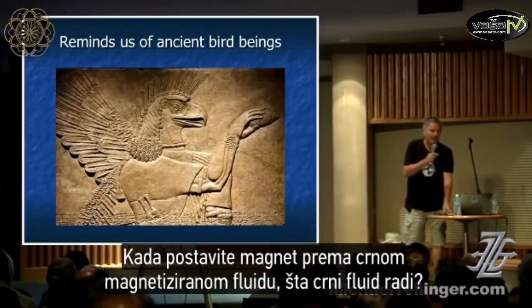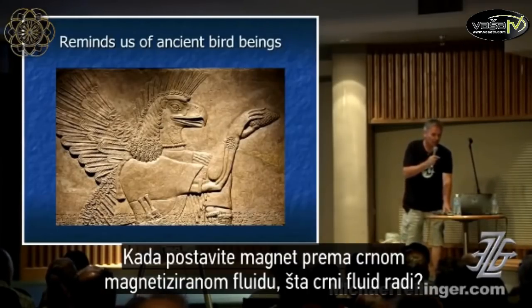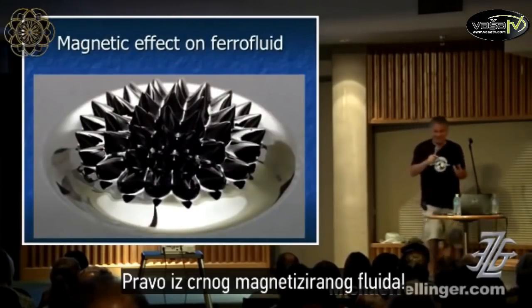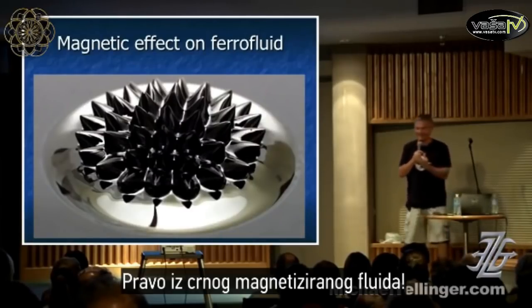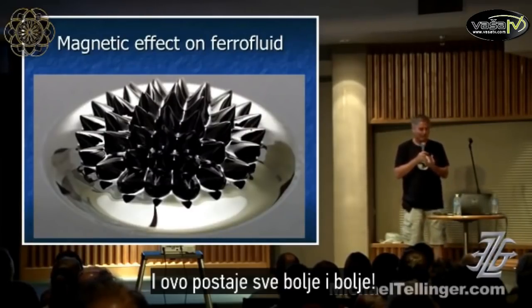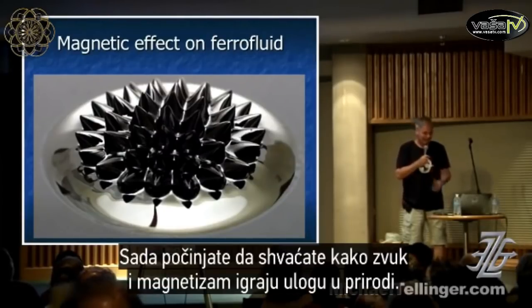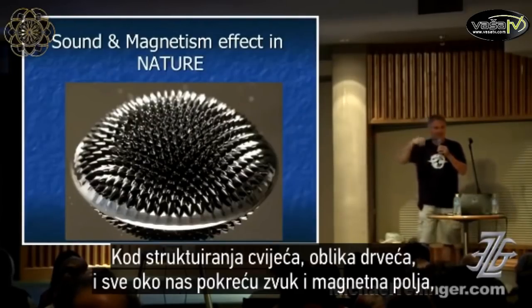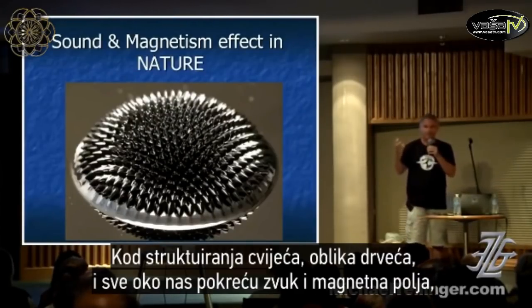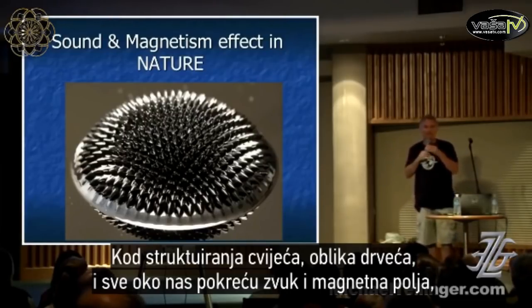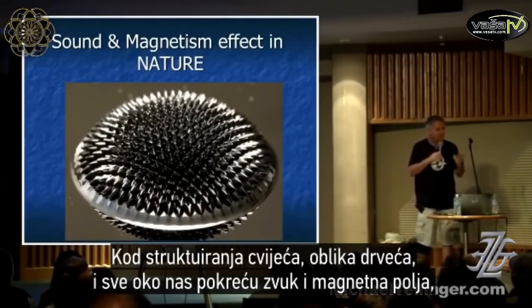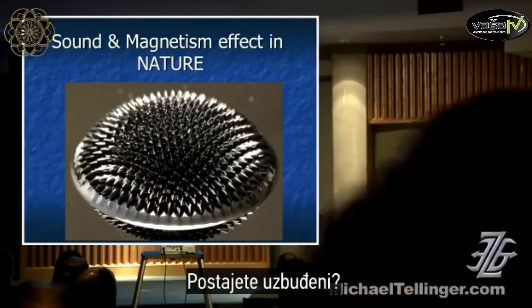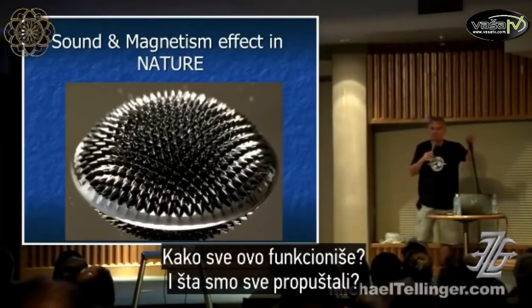And when you bring a magnet towards a ferrofluid, what does the ferrofluid do? It forms beautiful cones that stick right out of the ferrofluid. And this stuff just gets better and better. And now you start seeing how sound and magnetism play a role in nature, in structuring the flowers and the shapes of trees, and everything around us is driven by sound and the magnetic fields that actually create the shapes around us. Are you guys getting excited yet about how this stuff works and what we've been missing?